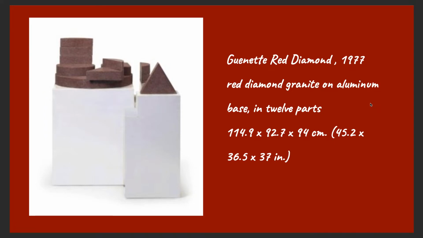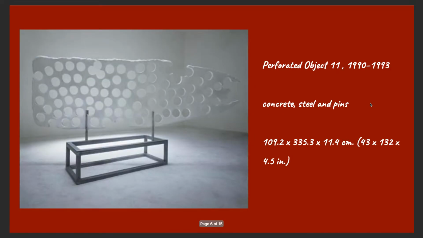Gwinnett Red Diamond, 1977. Perhaps that's supposed to be granite, red diamond granite on aluminum base in 12 parts. So it looks like several pieces of carved stone. That's cool.